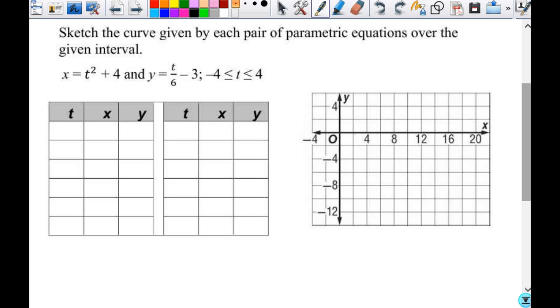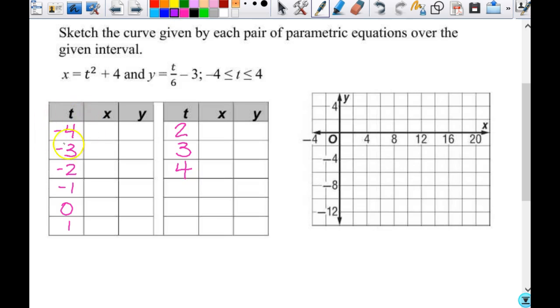So we will start here: sketch the curve given by each pair of parametric equations over the given interval. They give me the interval from -4 to 4, so I'll start from -4, -3, -2, -1, 0, 1, 2, 3, 4. Okay, so we got some extra spaces, and that's okay.